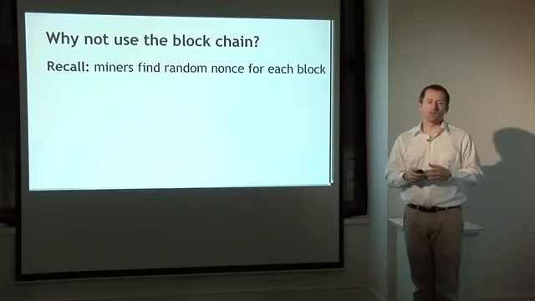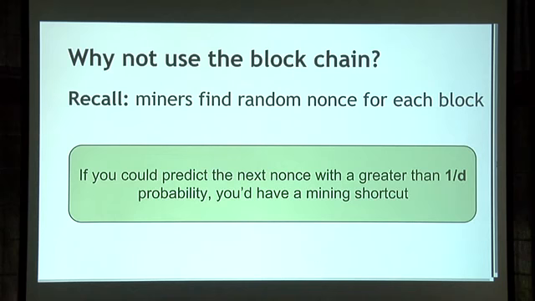Why can't we use the random nonces that miners are finding in the process of mining as a randomness beacon? So there's a fairly strong argument that you can't predict with high probability what the next nonce will be. If you could, you'd have a mining shortcut. So if you had the capability to predict what the next nonce will be with a probability greater than 1 over d, where d is the difficulty of finding a block, then you would have a faster way to mine than just trying nonces at random.